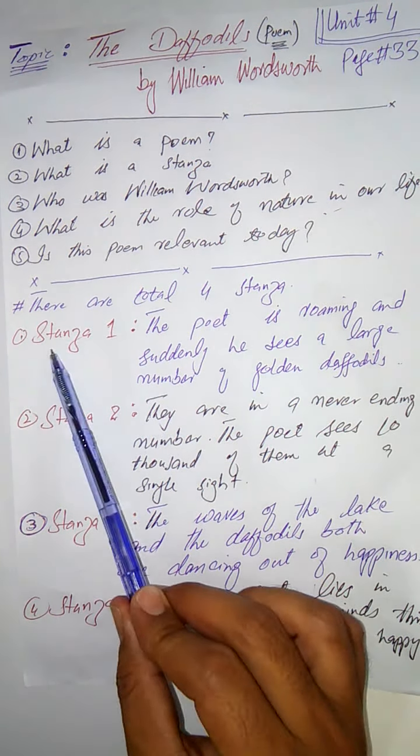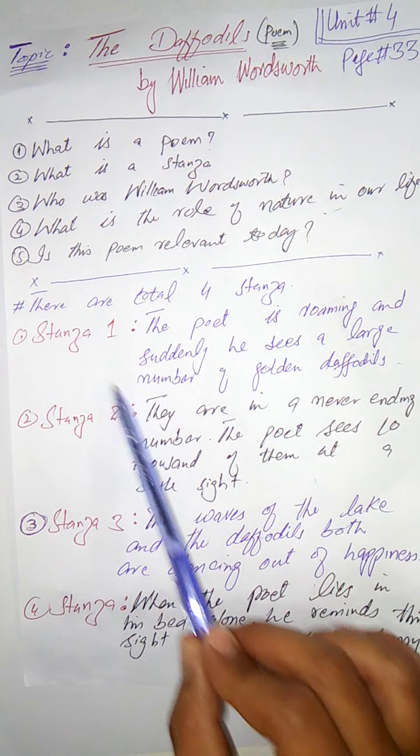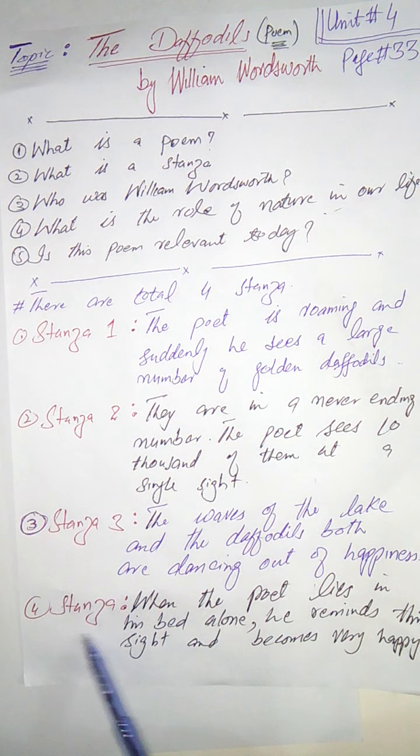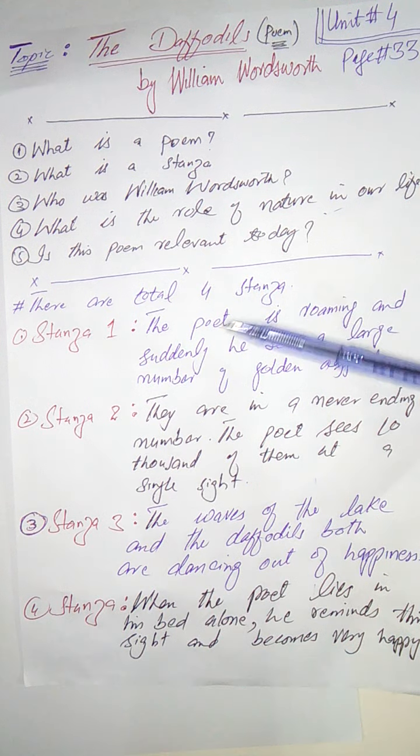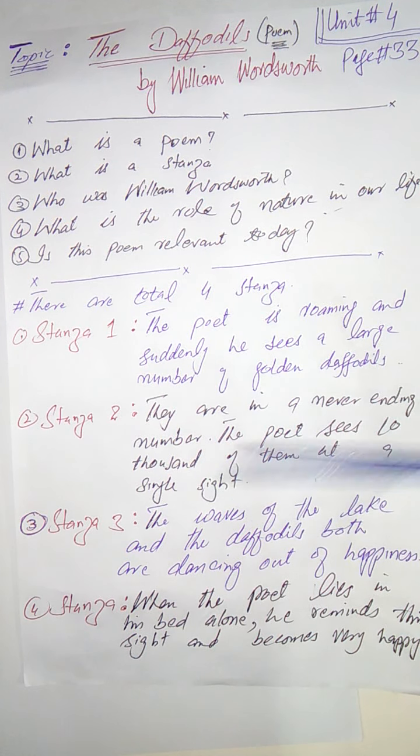Now coming towards the poem, there are 4 stanzas in this poem, and I have written its main crux. For the detail of this poem, you have to come to page 34 and read this poem yourself. And then if you face any confusion, you can definitely ask me on my WhatsApp.